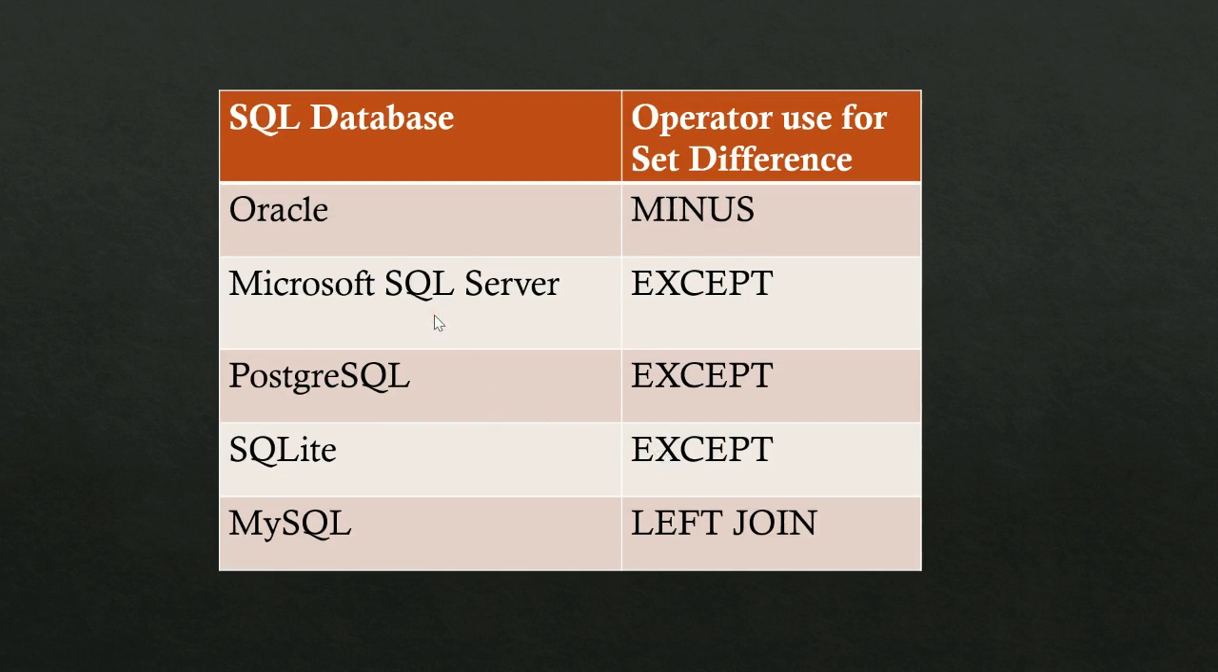Here are the SQL databases and the operator used for set difference. So as I said earlier, Oracle SQL database uses minus for set difference, while Microsoft SQL Server, PostgreSQL and SQLite use the except operator for set difference. However, in MySQL, minus and except are not used, and the nearest operator for set difference is the left join. I will discuss this also later on.